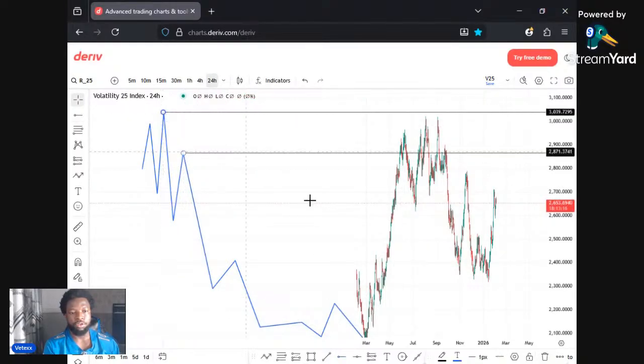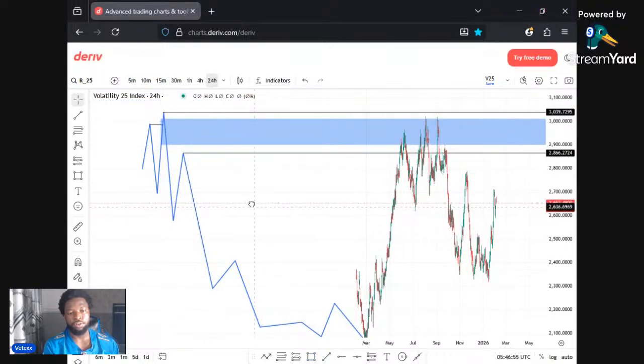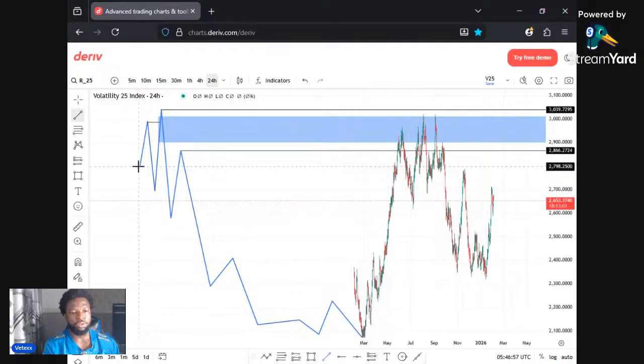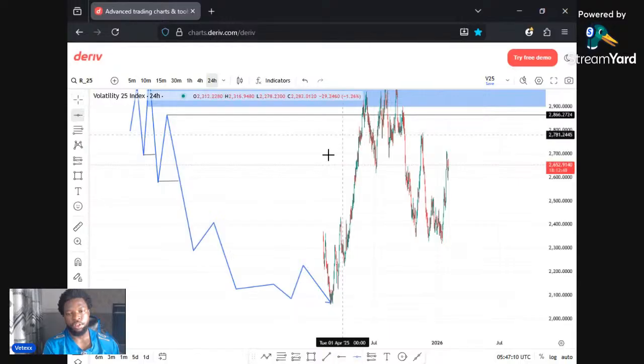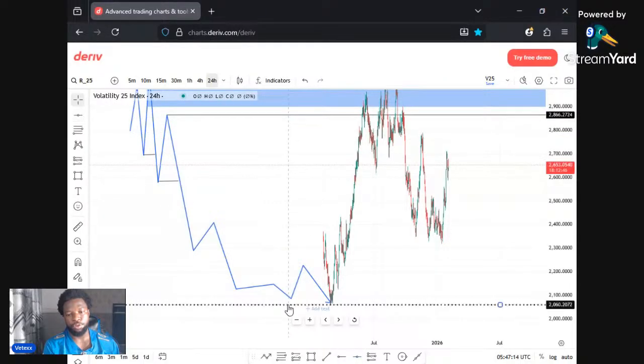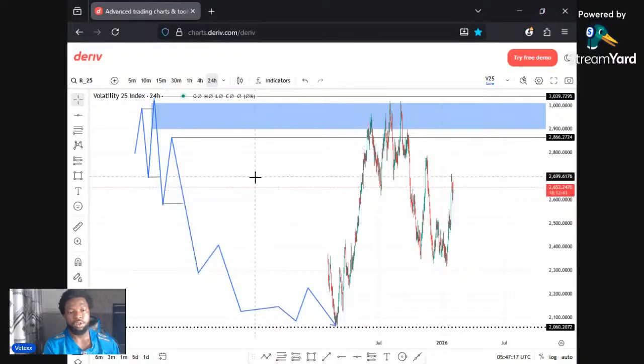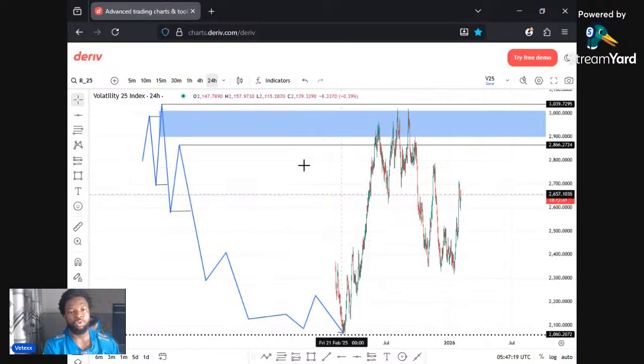If you know how to do your top-down analysis, you start from the weekly time frame to the daily time frame. So you notice that V25 is bearish on the weekly time frame. So we have this break of structure 1, break of structure 2, which is here, and then price has been selling. This is the starting point, and this is the finish point. This is how V25 looks on the weekly time frame.